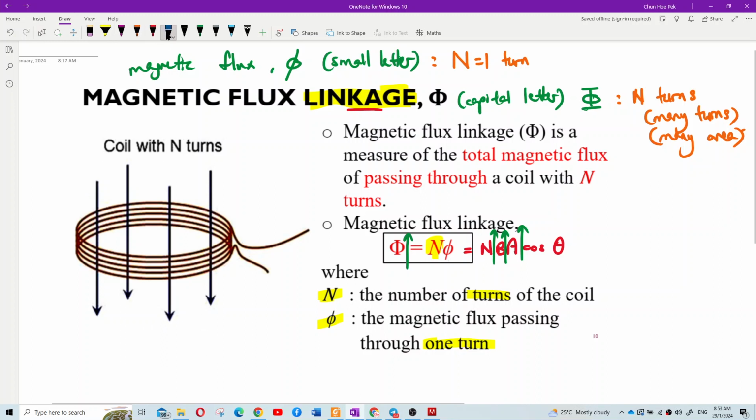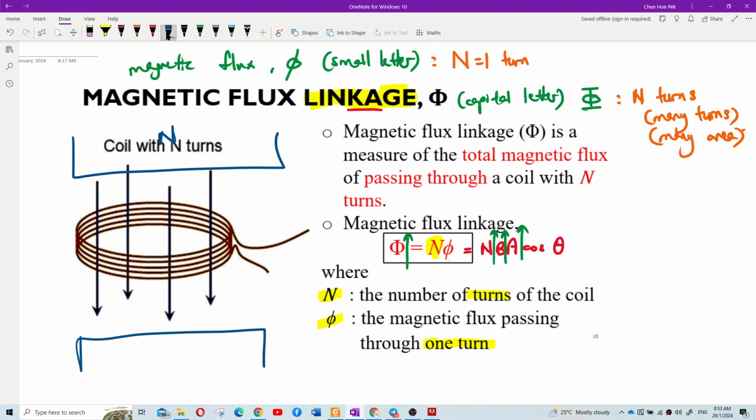Here you see magnetic field lines go below, meaning that here it has a north pole and here a south pole. A bar magnet. Okay. You use more area, more magnetic field, more turns, then you have more magnetic flux linkage through a copper coil. Understand? Okay, class.